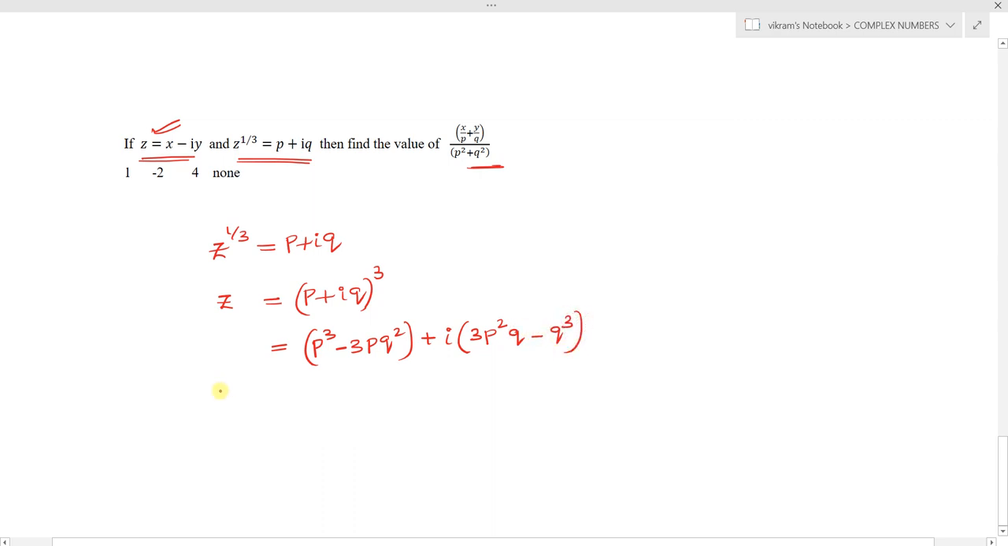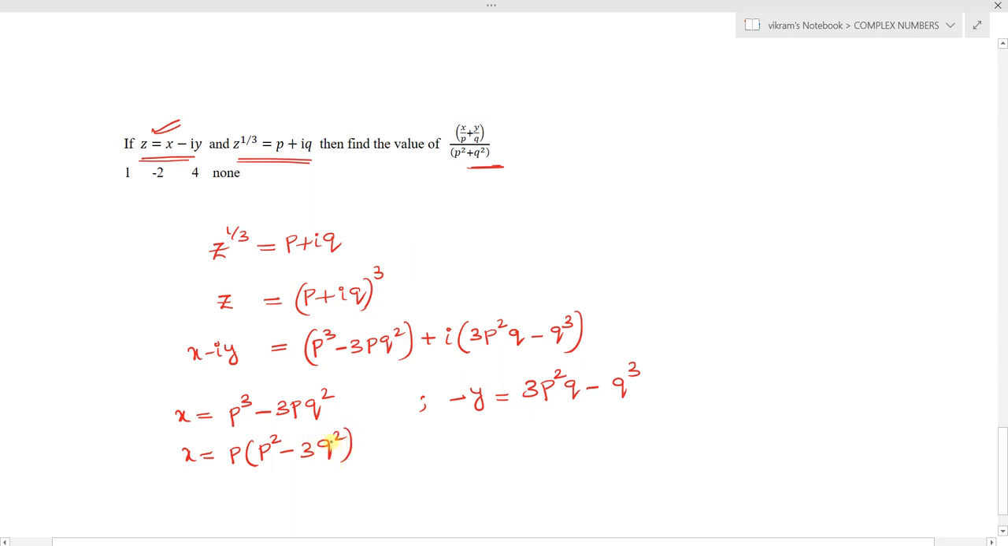So this is what we obtain here. This is nothing but x minus iy. From this we can write x equals p cube minus 3pq square, and minus y equals 3p square q minus q cube. Now simplify this. If we take p as common, we can write p square minus 3q square.